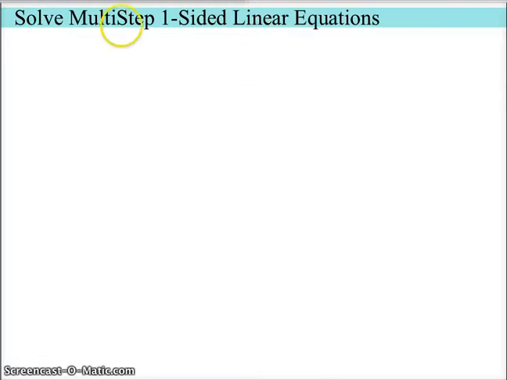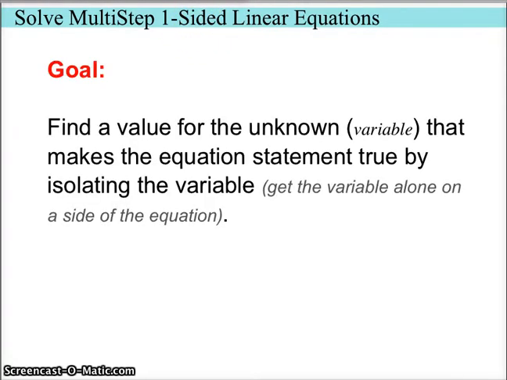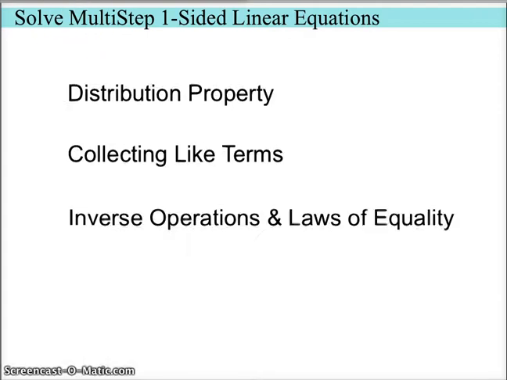We are here today to talk about solving some multi-step one-sided linear equations. So that's what we're going to be doing. We're going to start by just going over the goal. When you're solving an equation, the goal is you're trying to find the value for the unknown or the variable that will make the equation statement true by isolating that variable, which basically means you're going to use a whole bunch of inverse operations to get the variable all by itself on one side of the equation.